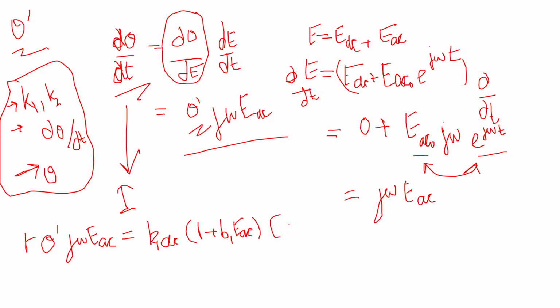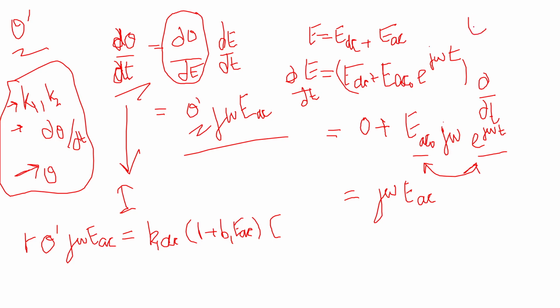Ma'am, you have not written e to the power j omega t. Where has it gone? I didn't get you. What did you ask? Here, theta dash j omega EAC is written. Along with this, e to the power j omega t would not come. We have just differentiated, but e to the power j omega t is not written. See, you see this EAC, not e to the power j omega t. What is that? It's equal to EAC.